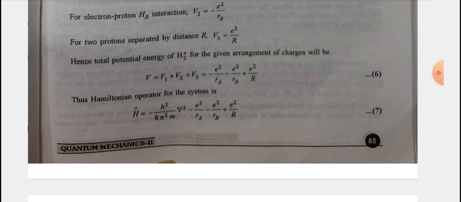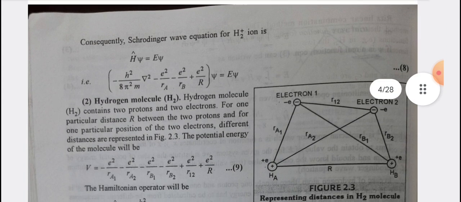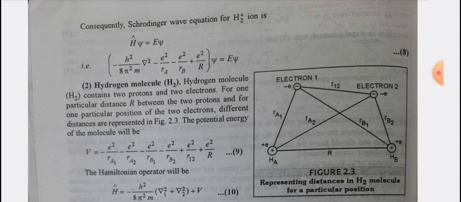Hence, the total potential energy of H2+ for the given arrangement of charges will be V = V1 + V2 + V3 = −e²/Ra − e²/Rb + e²/R. Thus, the Hamiltonian operator for the system is H = −h²/8π²m ∇² − e²/Ra − e²/Rb + e²/R. Subsequently, the Schrödinger wave equation for H2+ is Hψ = Eψ, that is, (−h²/8π²m ∇² − e²/Ra − e²/Rb + e²/R)ψ = Eψ.